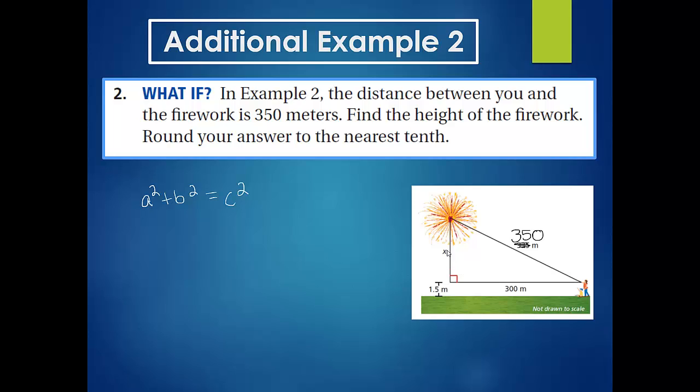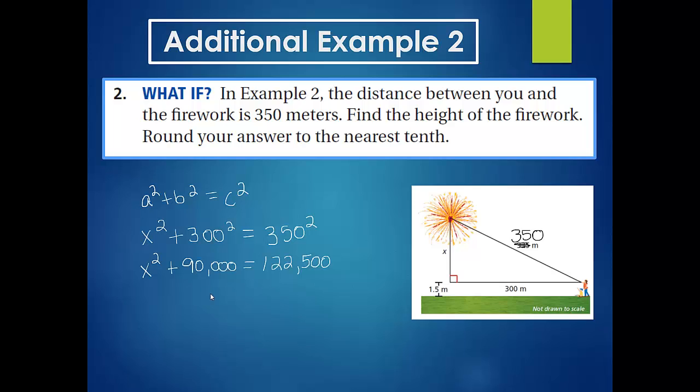And so for this problem, we can say that a would represent x. So we'll have x squared plus b squared, and b is going to be our other leg, so 300 squared. And that would be equal to c squared, and we said c is now 350 for this problem. So we'll have 350 squared. So we're going to have x squared plus 300 squared, which is 90,000, and that would be equal to 350 squared, which is 122,500.